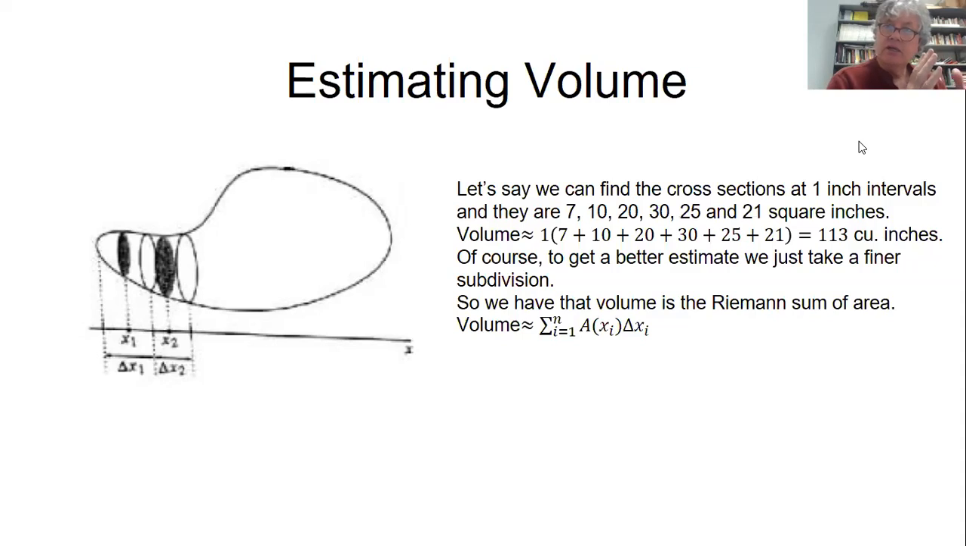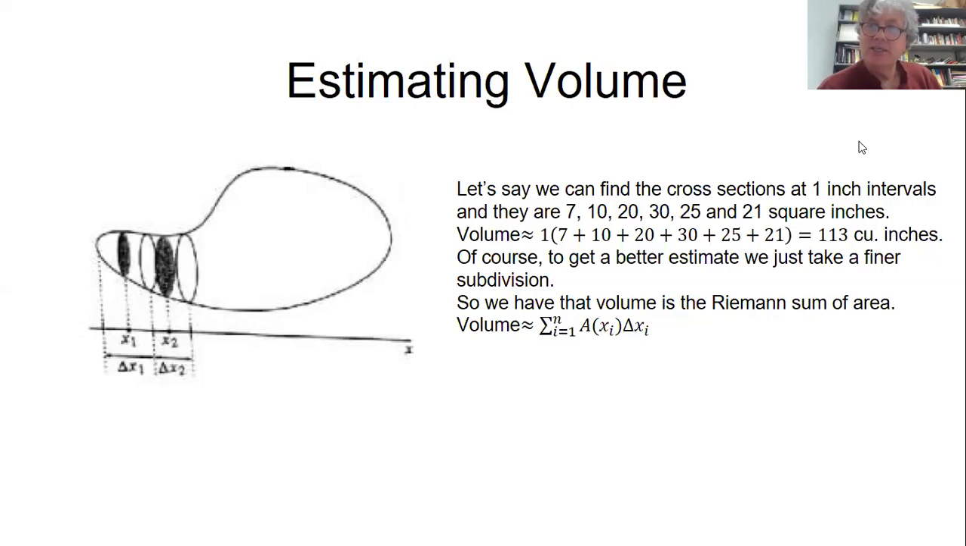So we're estimating our solid as cylinders, and then we just add up those volumes. It's 1, because that's the height of each of the 6 sub-cylinders, and then 7 plus 10 plus 20 plus 30 plus 25 plus 21 is 113, times 1. So we estimate that volume to be around 113 cubic inches. And of course, to get a better estimate, all we've got to do is take a finer subdivision.